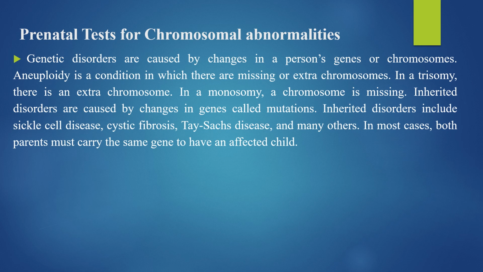Inherited disorders are caused by changes in genes called mutations. Inherited disorders include sickle cell disease, cystic fibrosis, Tay-Sachs disease, and many others. In most cases, both parents must carry the same gene to have an affected child. You know of heterozygous, homozygous, dominant, recessive. So we are saying that for some of these diseases to occur, both parents should have the traits in their genes before it will be expressed. So we are looking at chromosomal abnormalities in prenatal tests.